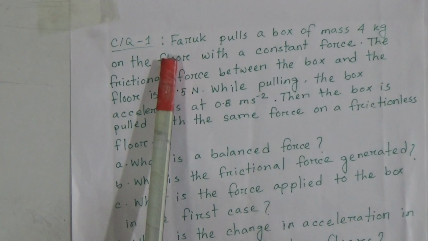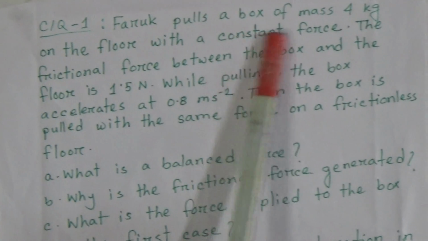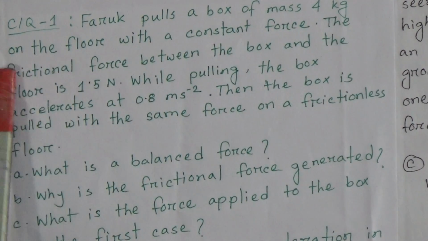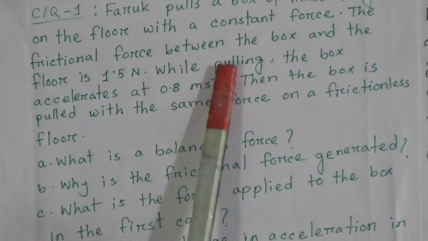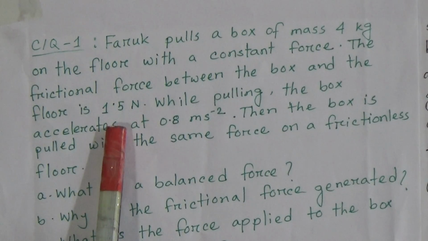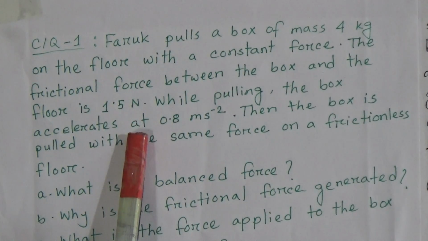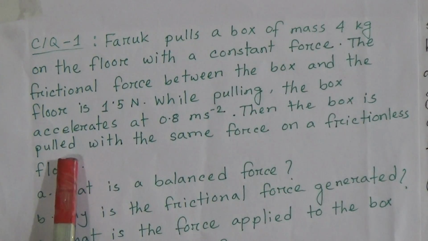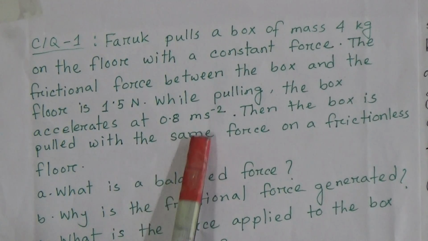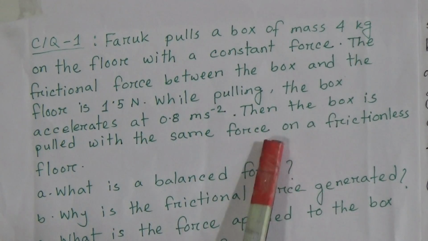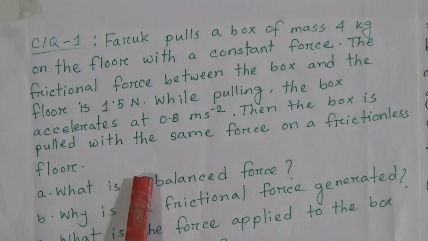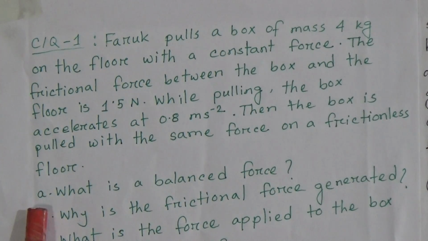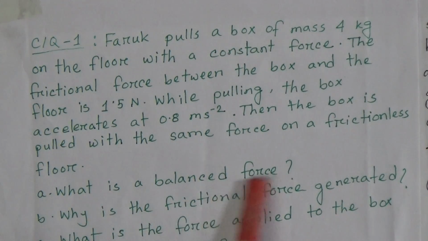Let's see the stem. Farooq pulls a box of mass 4 kg on the floor with a constant force. The frictional force between the box and the floor is 1.5 Newton. While pulling, the box accelerates at 0.8 meter per second square. Then the box is pulled with the same force on a frictionless floor. Question number A. What is a balanced force?